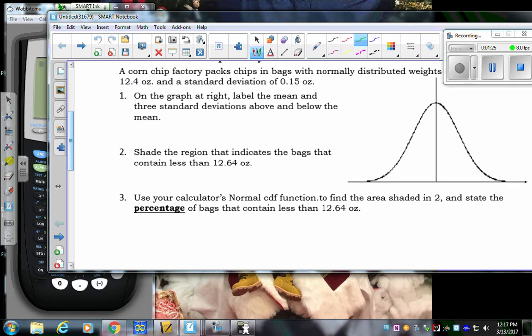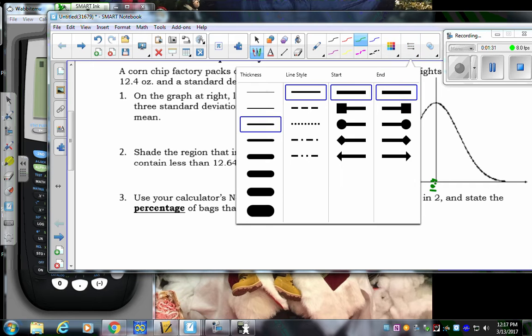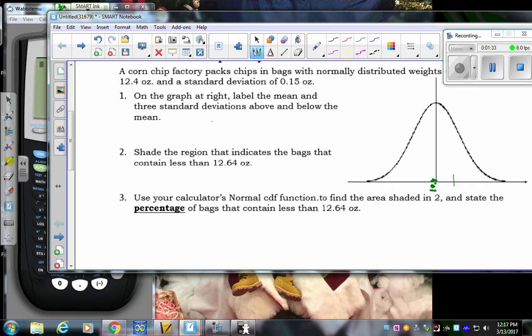So we said our mean was 12.4, and we always label, let me make this a little bit narrower. We always label 3 to the right and 3 to the left, don't forget. Okay, so I'm going to add, so 12.55, 12.7, 12.85, and then 3 to the left, subtracting that standard deviation. So 12.25, 12.1, and 11.85. Okay. So my question now says shade the region that indicates the bags that contain less than 12.64 ounces.